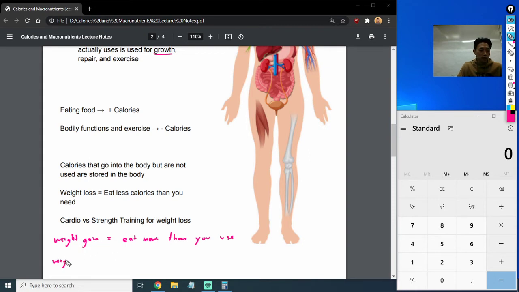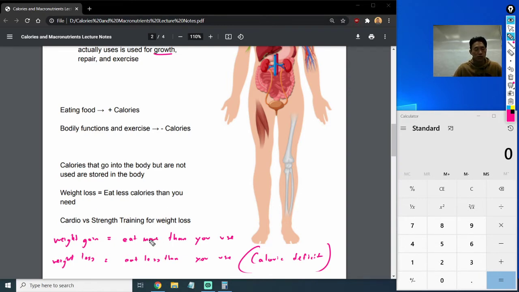And for weight loss, if you want to lose weight, it's very simple. You eat less than you use. Okay, and this is called a caloric deficit. Okay, so you eat less than you use. So you need to use more than you're taking in. Okay, so it's very simple. Weight loss and weight gain.